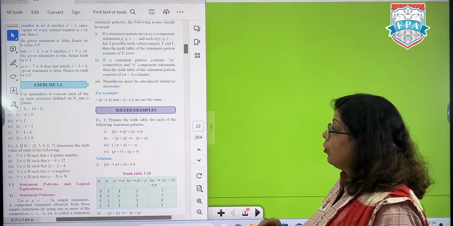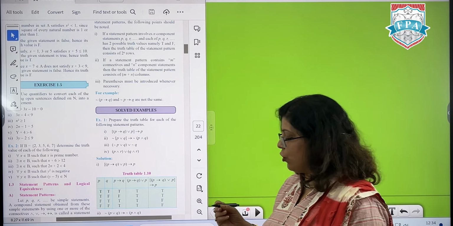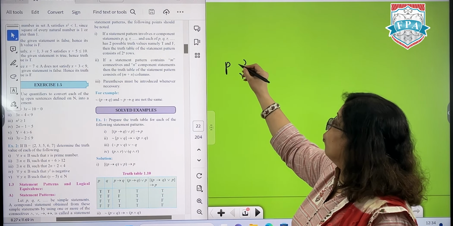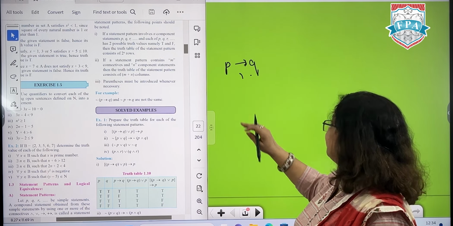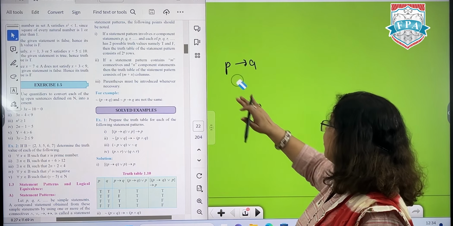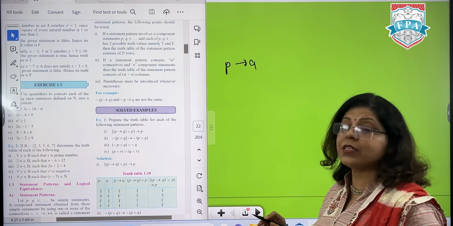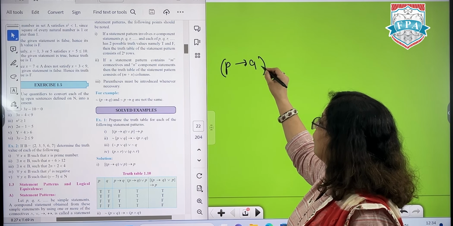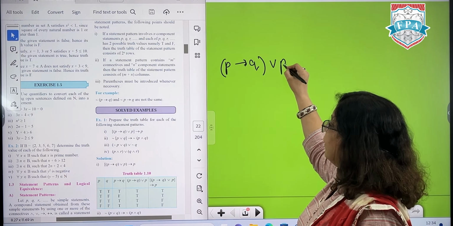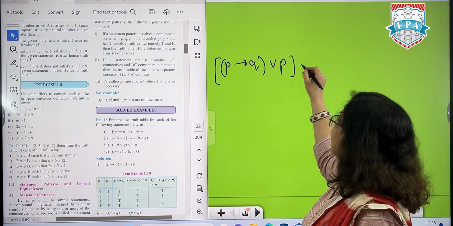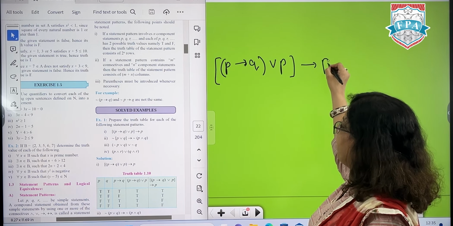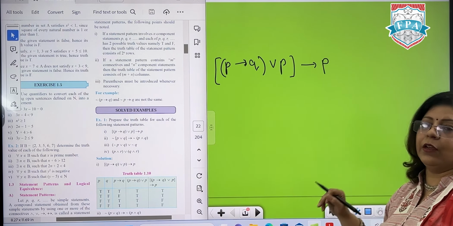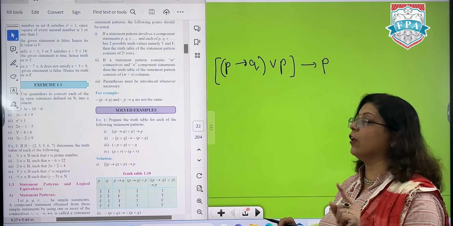So let's prepare the truth table for this statement pattern, which shows that P to Q, where the arrow means we are talking about a single condition. That is not the biconditional statement. It's just an if-then statement. Bracket, Q or P, and then again to P. Okay. This is your question where we are dealing with two variables P and Q.